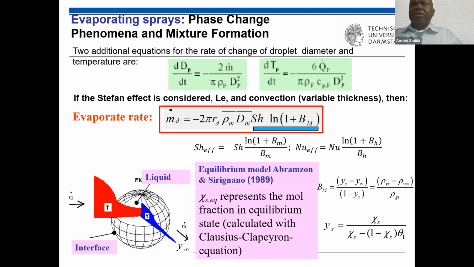For that, we have derived the two additional equations for the rate of change of the size of the droplets and for the temperature of the droplets. We come out with these two equations, in which we have the evaporation rate and the quantity of heat we transfer to the droplets in time.